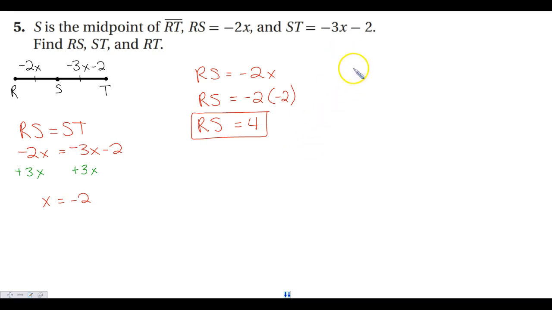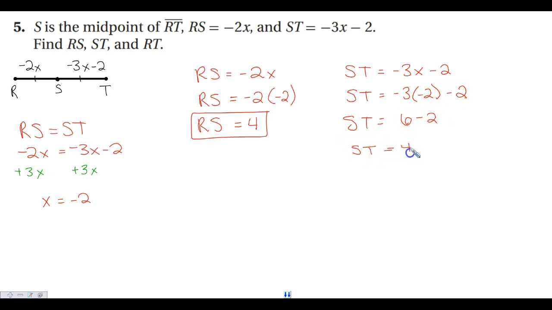So then I'm going to plug it in for ST, which is negative 3x minus 2. So we're going to do negative 3 times, again, our x was negative 2, minus 2. And negative 3 times negative 2 is a positive 6. So when I do 6 minus 2, I'm going to get that ST is, again, 4, which is what we want. Remember, it's a midpoint, so these two should be the same.